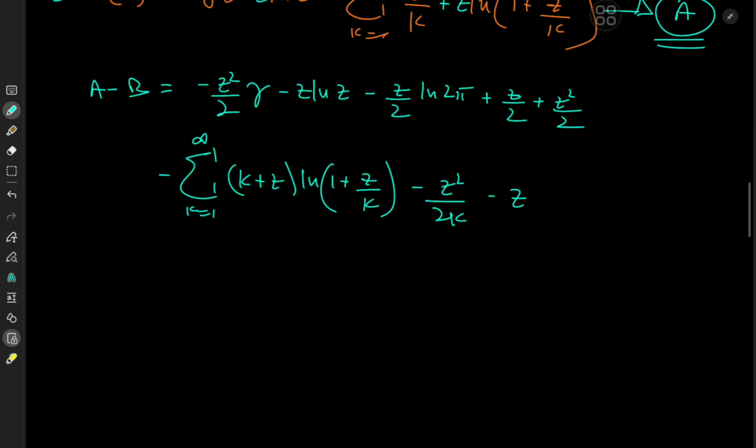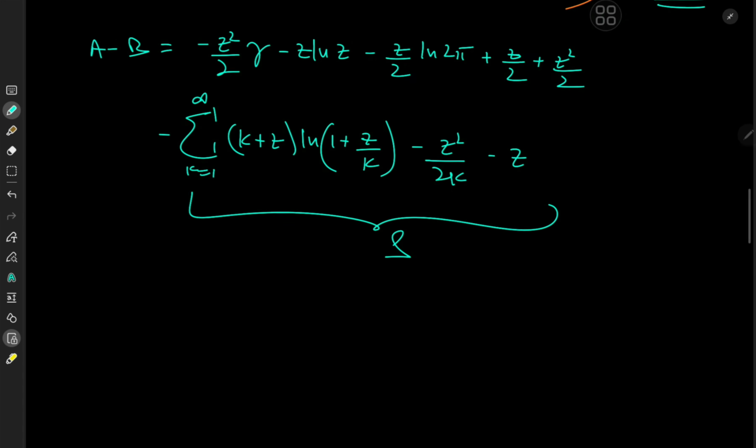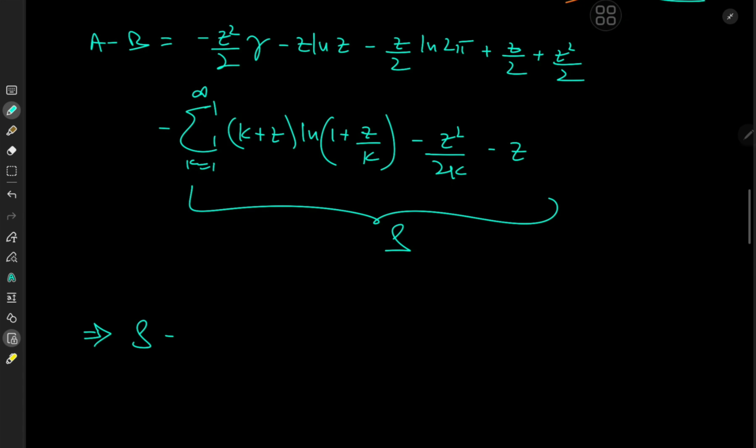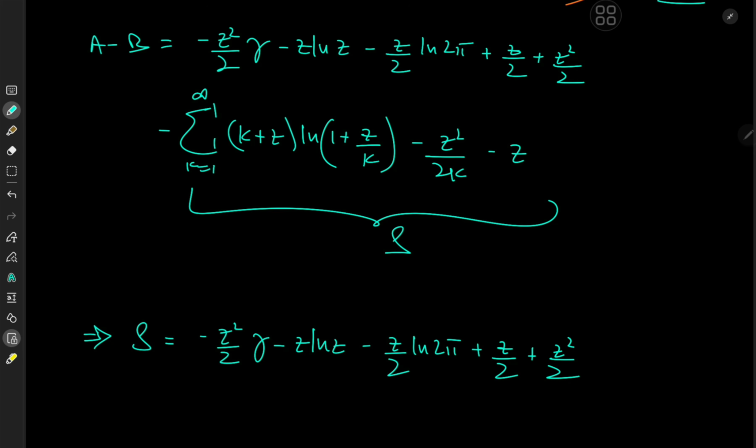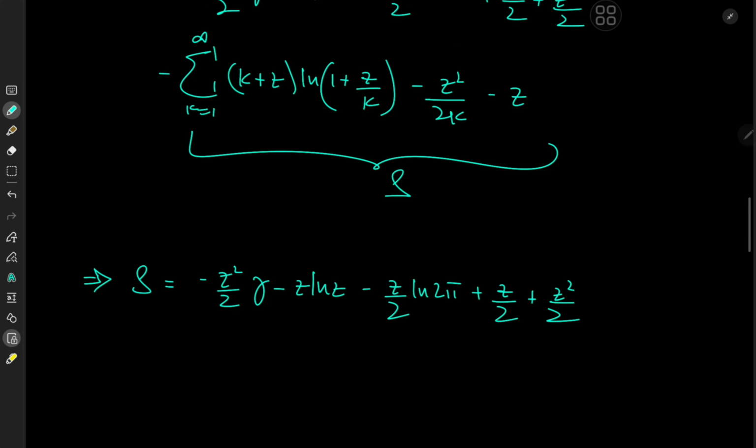Now, this thing, I'm just going to call it S. So this implies that S here is equal to negative z squared over 2 times the Euler-Mascheroni constant minus z times log z minus z over 2 times log 2 pi plus z over 2 plus z squared over 2 minus a now. So that's going to be a minus log gamma z plus log g of z plus 1.